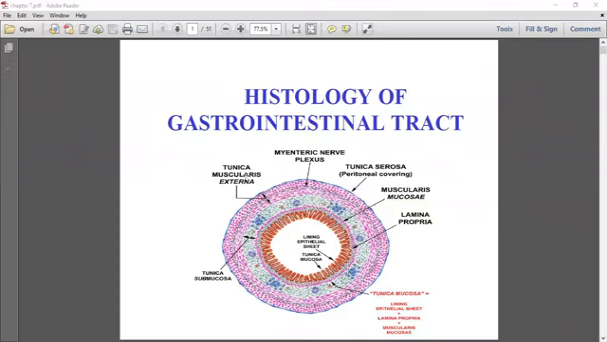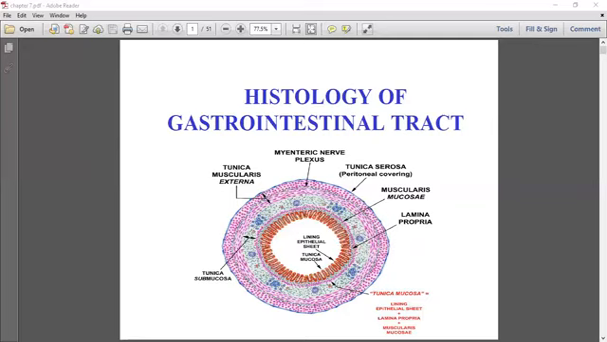Muscularis, arranged in two layers, outer and inner, or musculosa. Submucosa, connective tissue, mostly loose connective tissue, and the innermost layer called mucosa, related to mucous membrane.